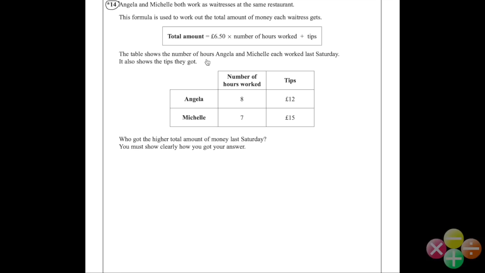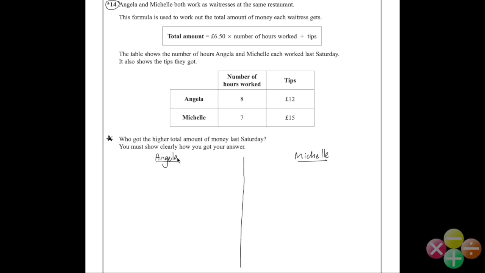The table shows the number of hours Angela and Michelle each worked last Saturday. It also shows the tips they got. So here's our two-way table. Who got the higher total amount of money last Saturday? So that's the question that we need to answer at the very end. You must show clearly how you got your answer. Okay, so let's look at Angela first. I'm just going to divide the page up so I can do Angela on one side and Michelle on the other.